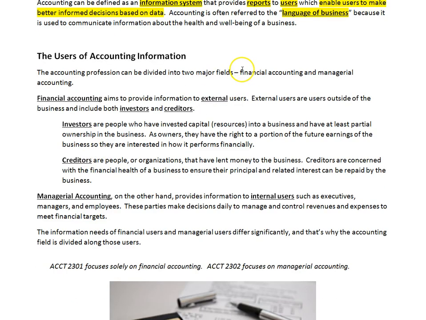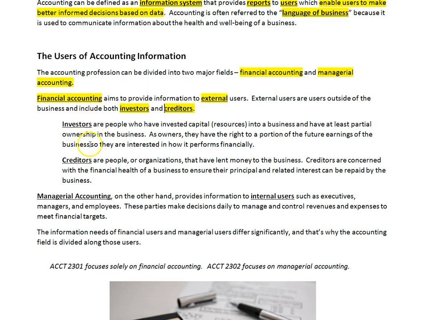Alright, the accounting profession can be divided up into two fields, financial accounting and managerial accounting. Financial accounting aims to provide information to external users. External meaning they're outside the business. There are two major types of external users. It's the investors and the creditors.